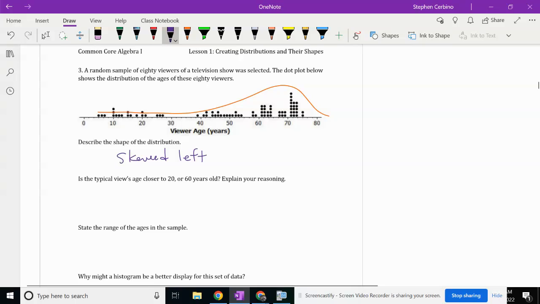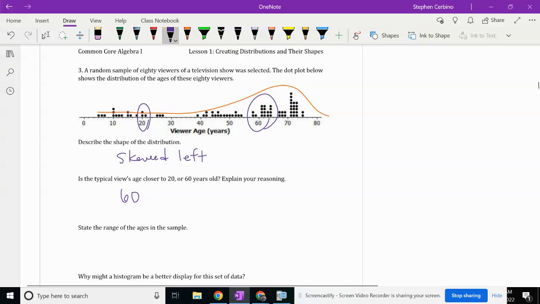Do you think the typical viewer age is 20 or 60 years old? If you look at where 20 is here, 60 is here, right? 60 has more dots around it than 20 does. So we'd say it's more typical for a 60-year-old person to be viewing this television show, just because there's more dots around 60, and less dots around 20.